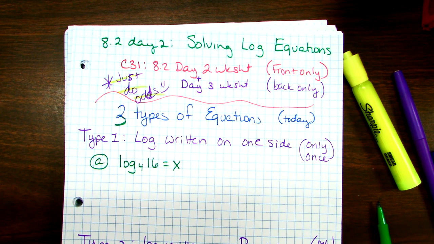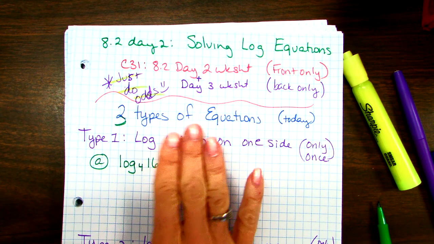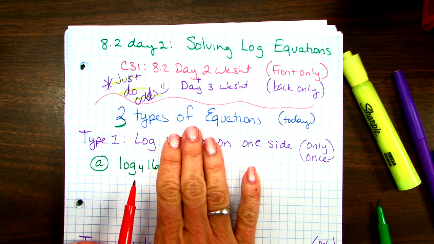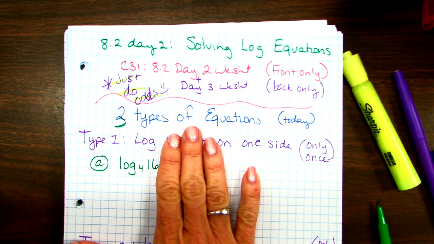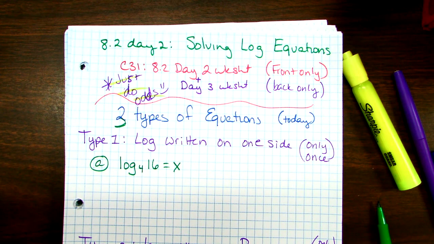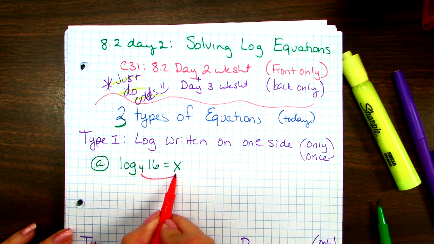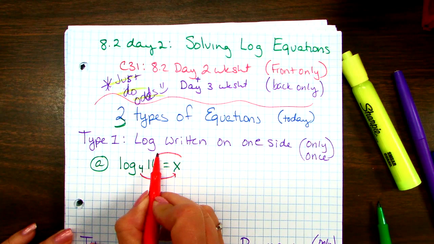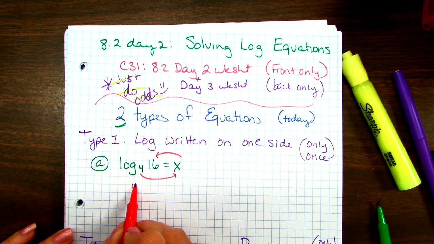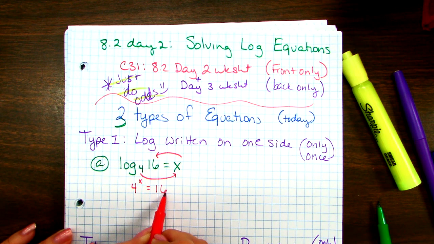The quiz we took on Friday where it said evaluate, you were just given something that looked like this. And then I said, whenever it says evaluate, you write equals x. You remember that? Now it's going to be written in there for you. And whenever that happened, we had to rewrite it in its other form. So we do 4 to the power of x equals 16.